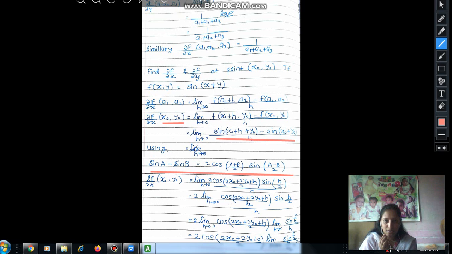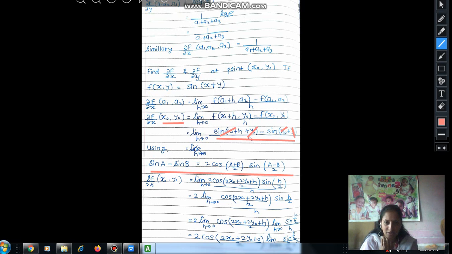Okay, so first we are calculating dou f by dou x at x naught y naught. That means limit h tends to 0. This sine A minus sine B becomes 2 cos of (A plus B) upon 2, where the value of A is x naught plus h plus y naught and the value of B is x naught plus y naught, into sine of (A minus B) upon 2. A minus B means this minus this: x naught and x naught will cancel, y naught and y naught will cancel, and only h remains. So sine h by 2 upon h.